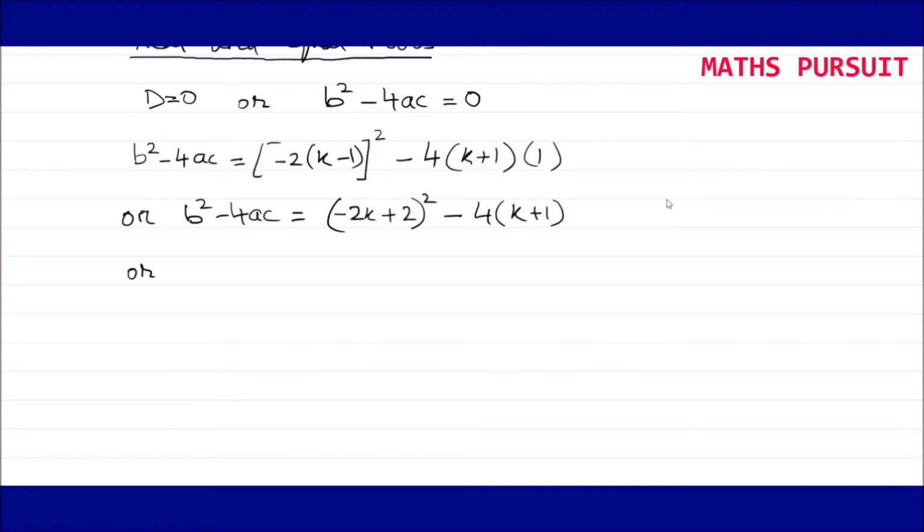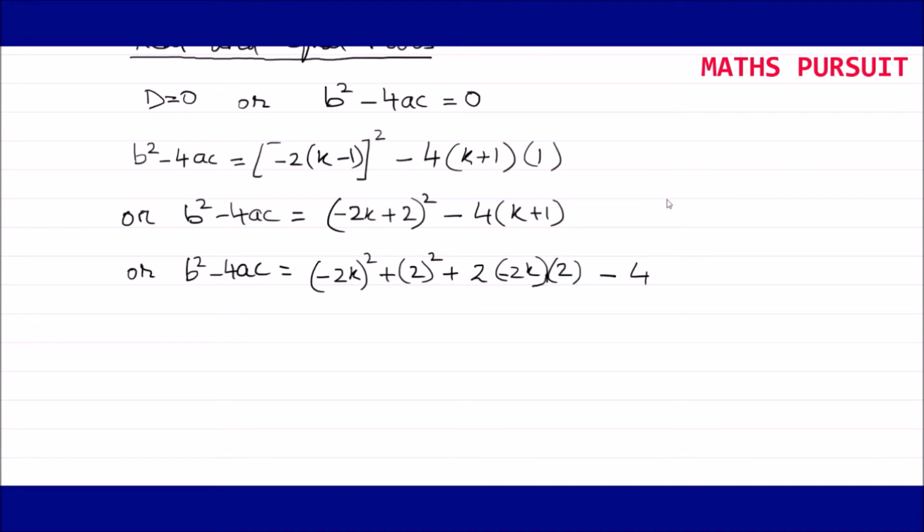So let's see. b square minus 4ac is equal to (minus 2k plus 2) whole square. Now this is nothing but a square plus b square minus or plus 2ab. So this is a square, minus 2k to the power 2, plus b square, plus 2 into a into b. The b value here is 2.